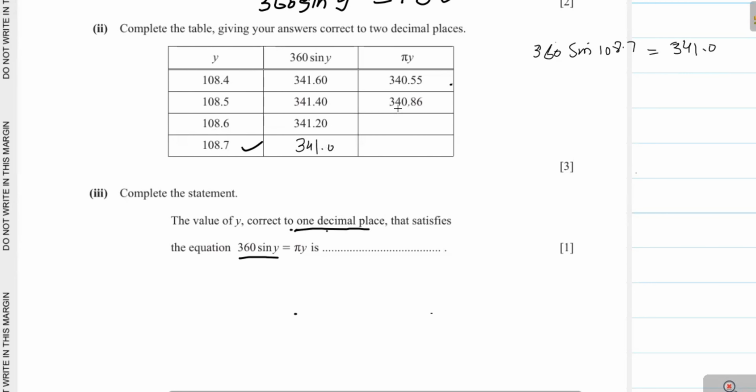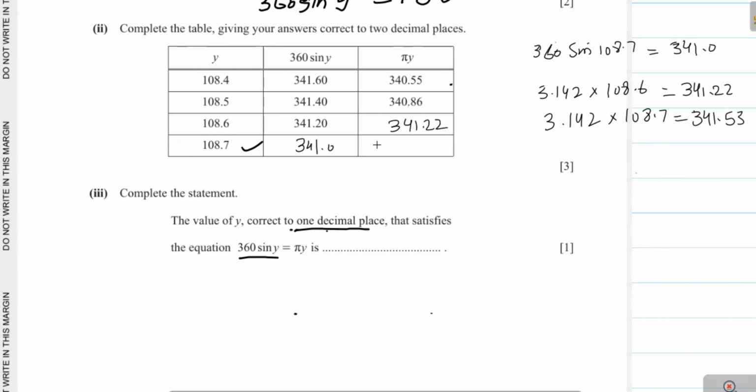Now we will take next value pi y. Pi here is 3.142 multiply the y is 108.6. And next value, we will calculate 3.142 multiply 108.7. This value 3.142 multiply 108.6 will be equal to 341.22. And the next value, 3.142 multiply y, value of y is 108.7. This becomes 341.53.